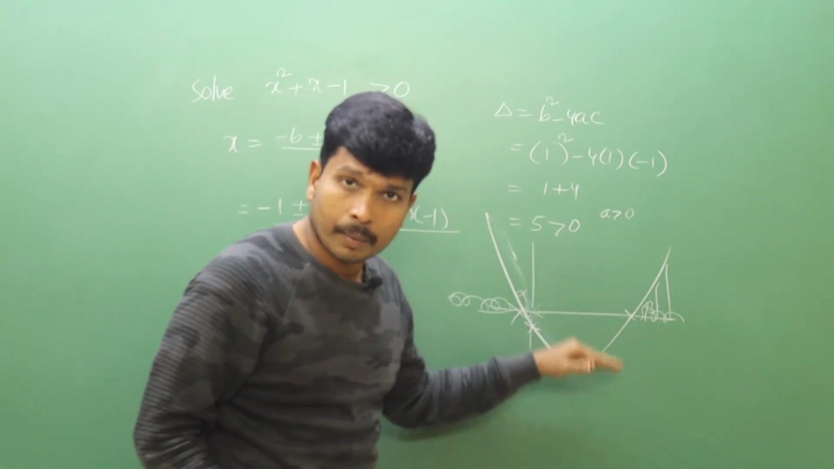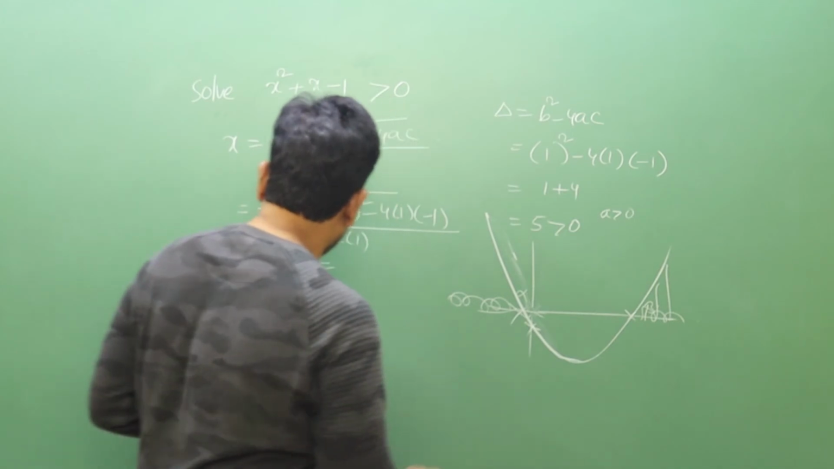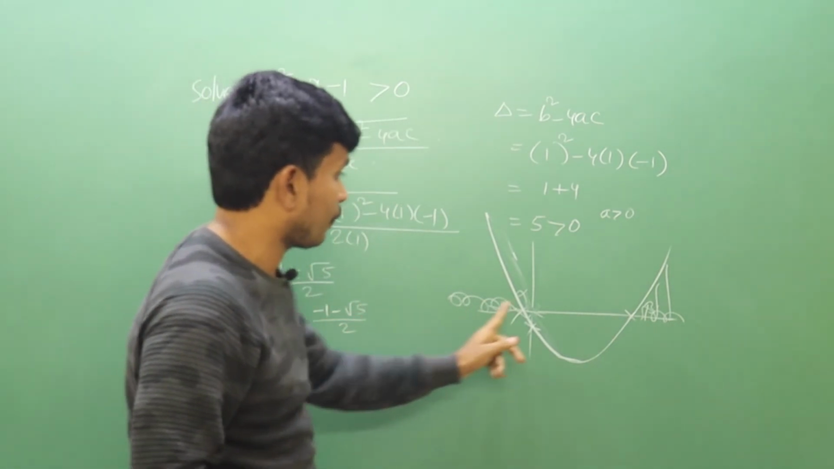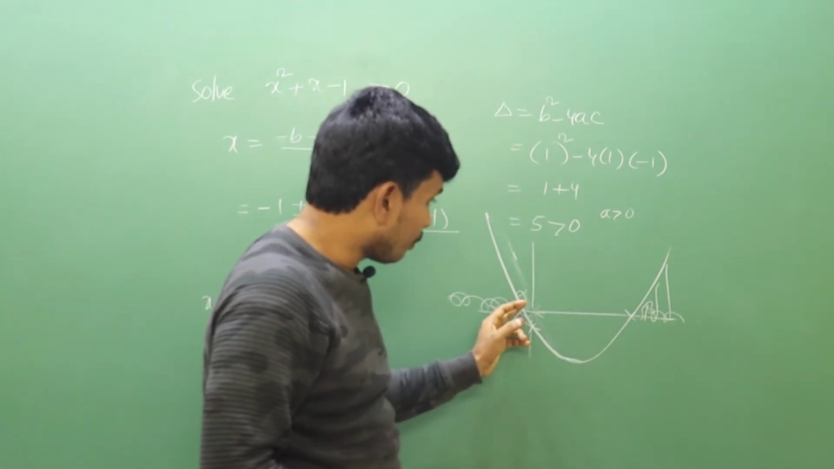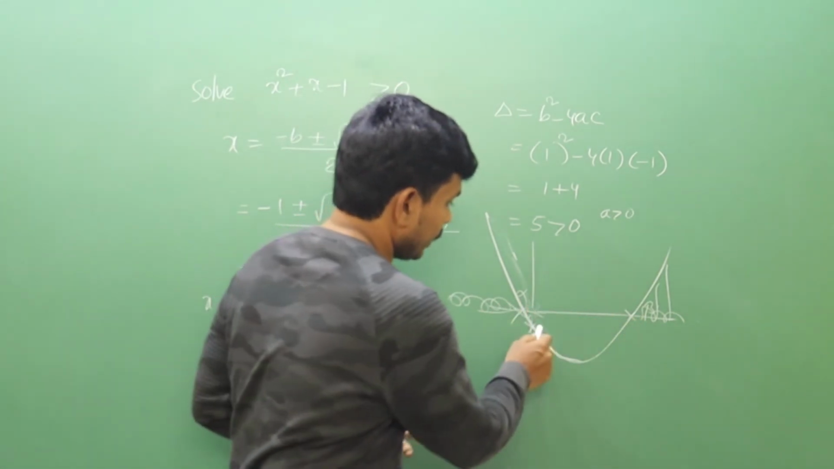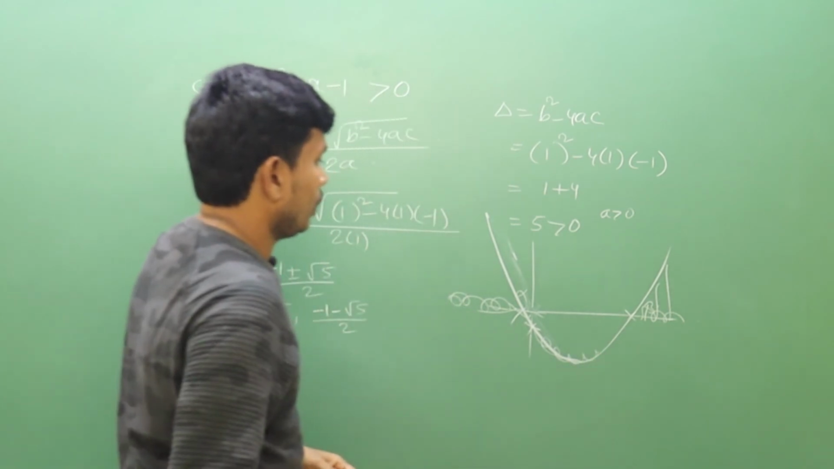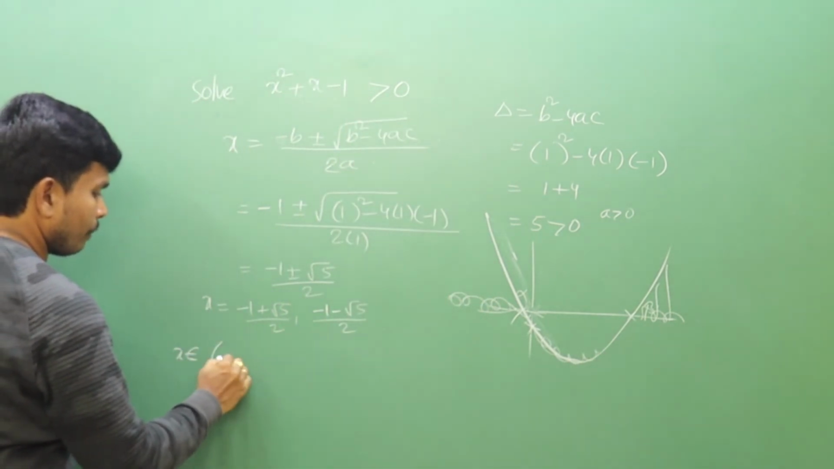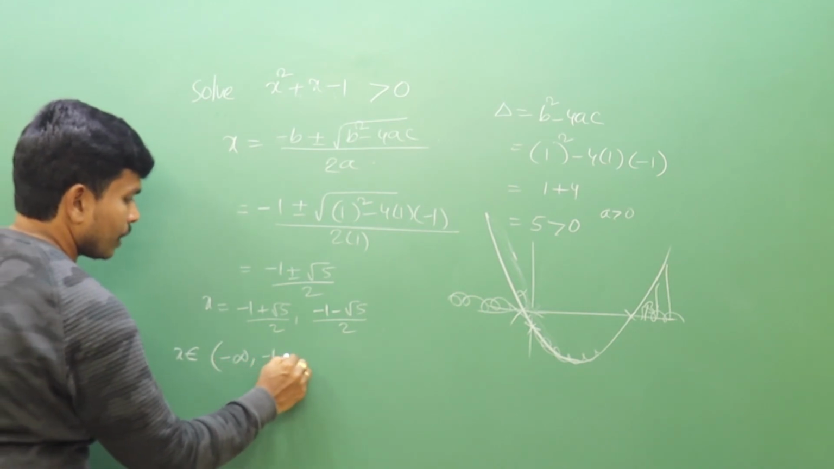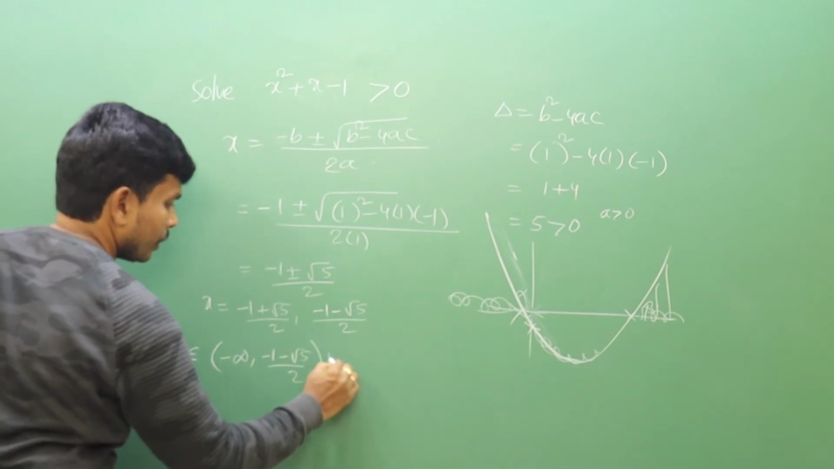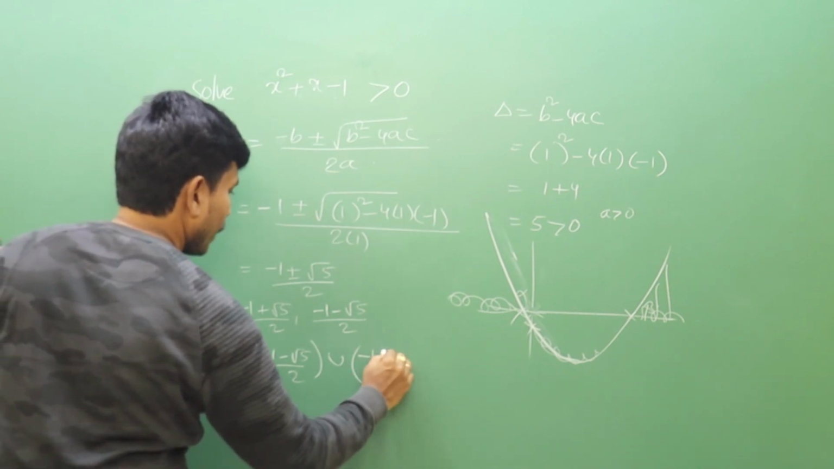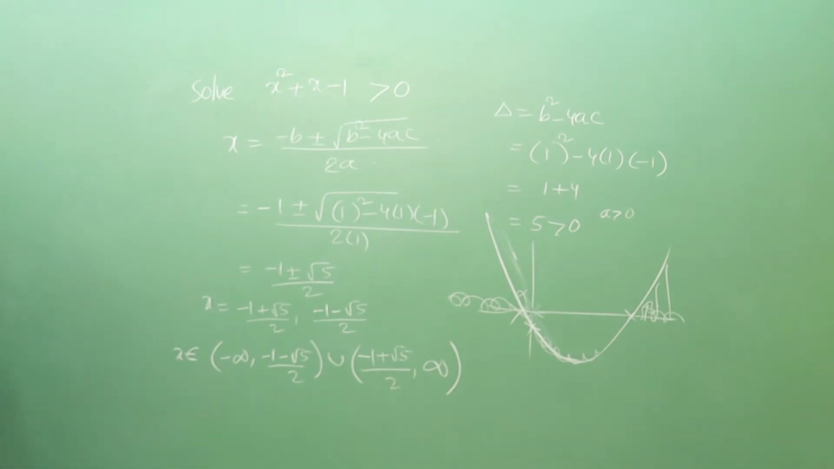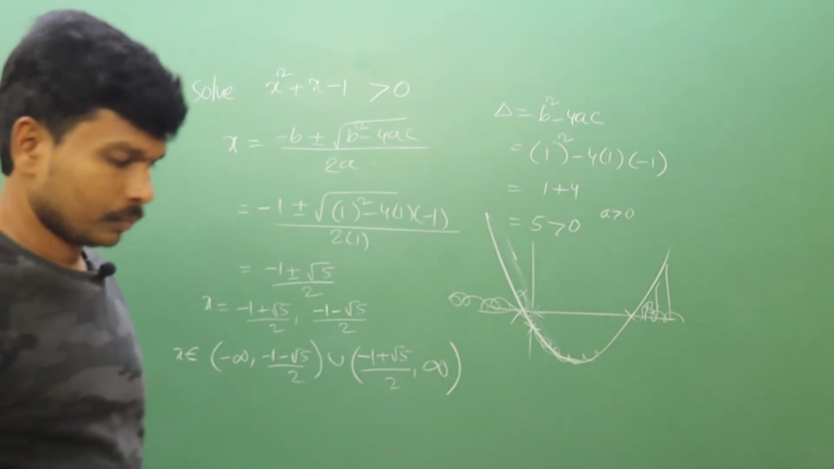The graph is below the x-axis in between. Alpha value is minus 1 minus root 5 by 2. Beta value is minus 1 plus root 5 by 2. Between values, the middle values you take, the output will be negative. You must get positive, so x belongs to from minus infinity to minus 1 minus root 5 by 2, union minus 1 plus root 5 by 2 to infinity. It is your final answer. Okay, good.